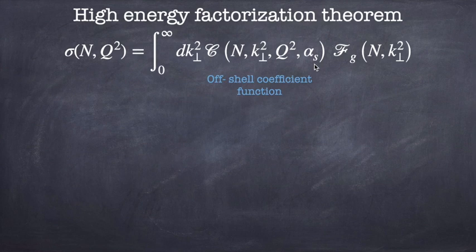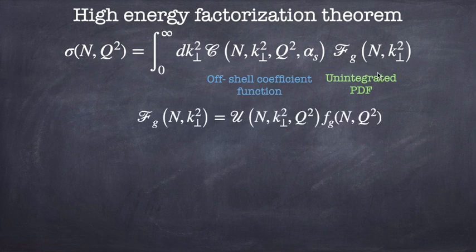that is the coefficient function of the process, but computed with the incoming gluon off-shell. And to give the off-shellness to the gluon, we assign it a transverse part to its momentum. And then we have the unintegrated PDF. The unintegrated PDF is linked to the PDF, the one we were discussing in the previous slide, by means of this evolution factor U.